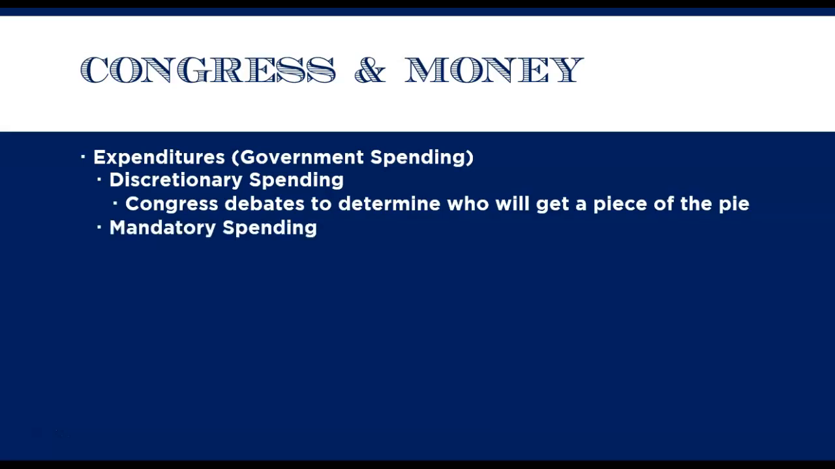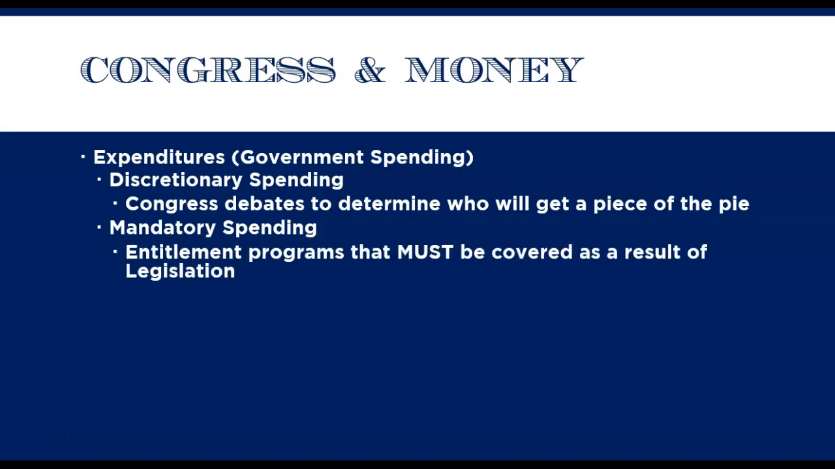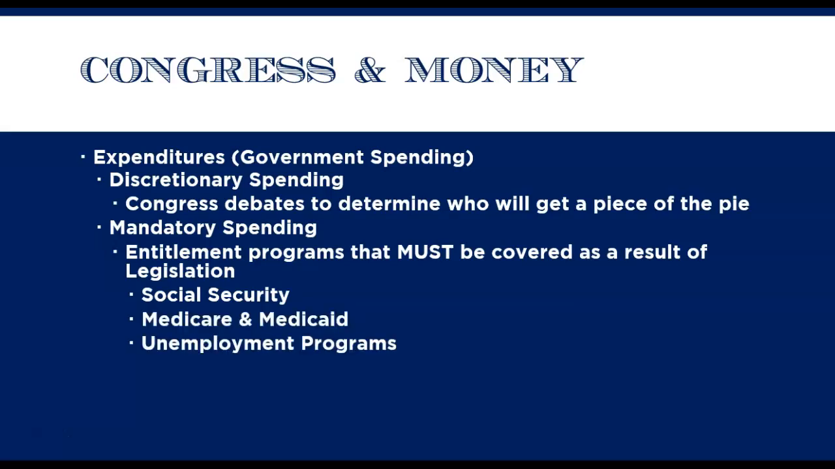Then you have mandatory spending. These are going to be things, entitlement programs that must be covered as a result of legislation. These are things that have been voted on and enacted into law, and therefore to fulfill the letter of that law, these funds must be put out there and funded in order to fulfill that law, such as Social Security, Medicare and Medicaid, and unemployment programs.